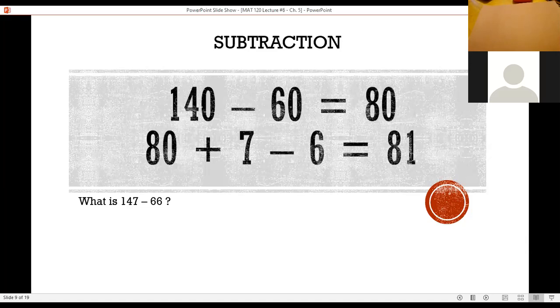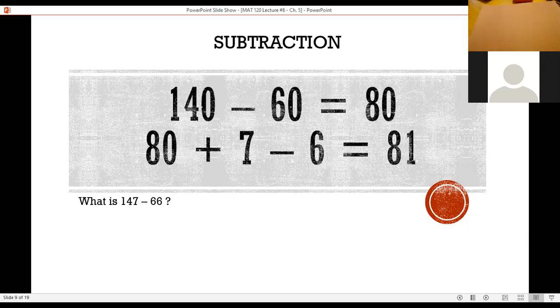So now for subtraction, let's think about the question 140 minus 60 first. In other words, we're not thinking about the ones place. We're ignoring the 7 and we're ignoring the 6. So we just do the tens positions first. We say, okay, we're going to do 140 minus 60. And later on, I'm going to do 7 minus 6.